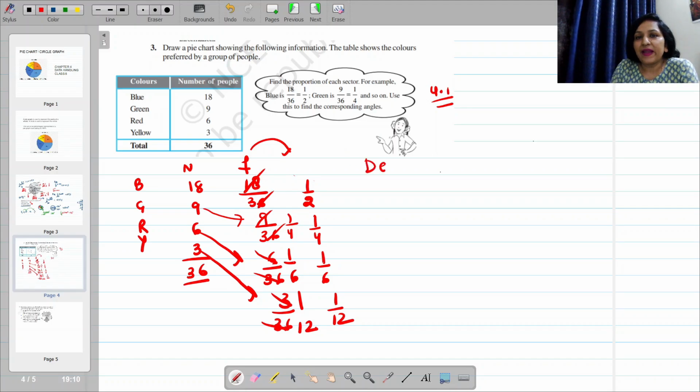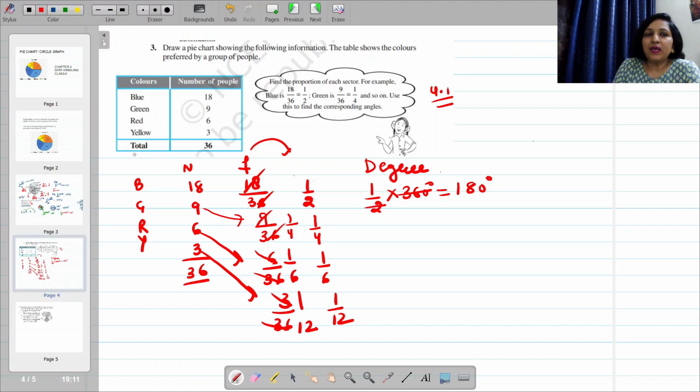So now we are finding what is the degree for each color. Total 360, we say half should be given to blue. So what is half of 360 degrees? What is half of 360? That is 180 degrees. So we have simply got the degree for blue color.